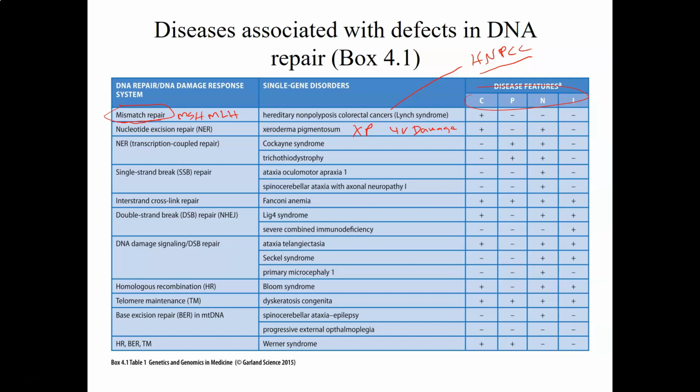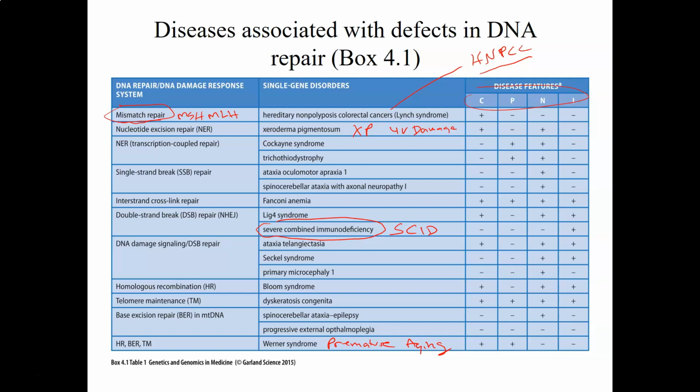Let's see. This one's interesting. This is a premature aging syndrome. We'll take a look at that, because the cells can't repair DNA damage, so they age faster. Double-strand break repair leads to something called severe combined immune deficiency, or SCID, and we'll talk about that in a little bit. It turns out these DNA repair pathways are important in some immune functions.